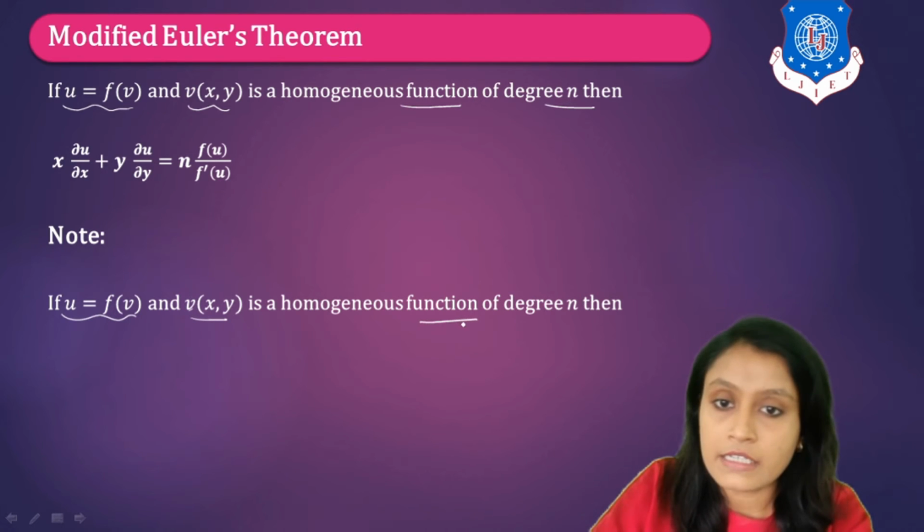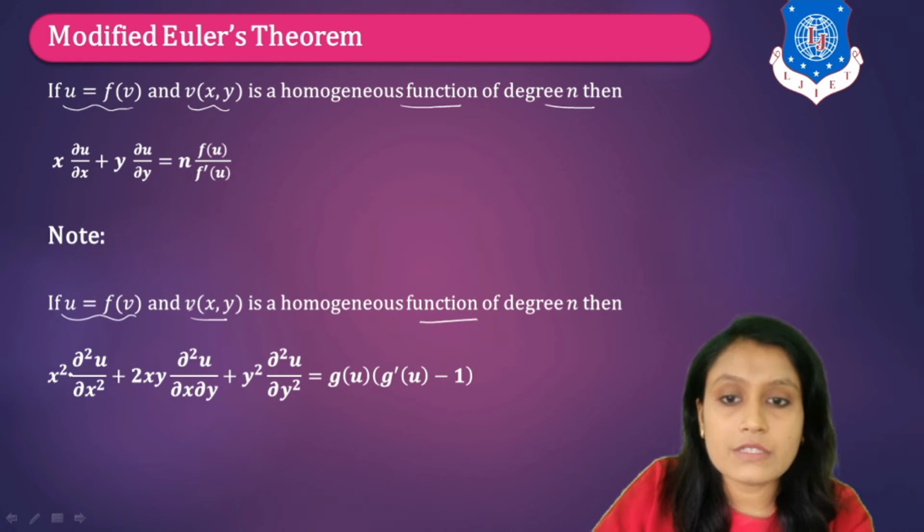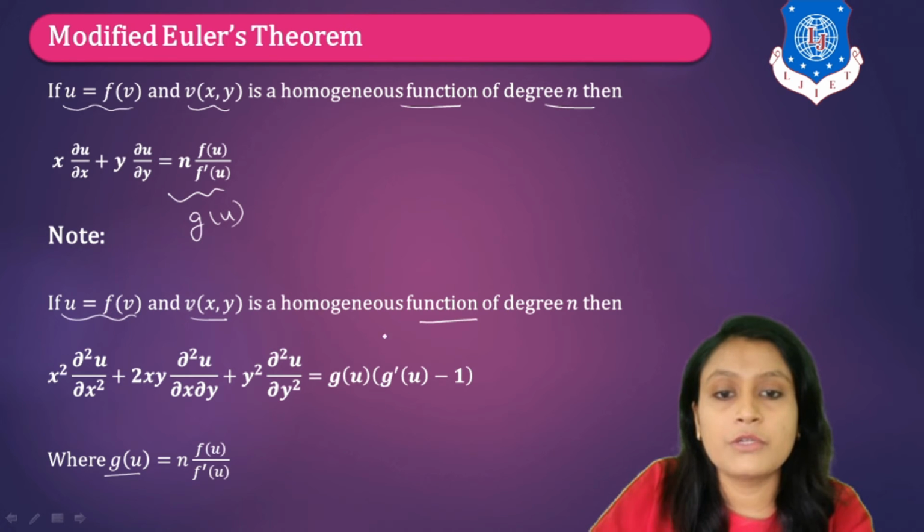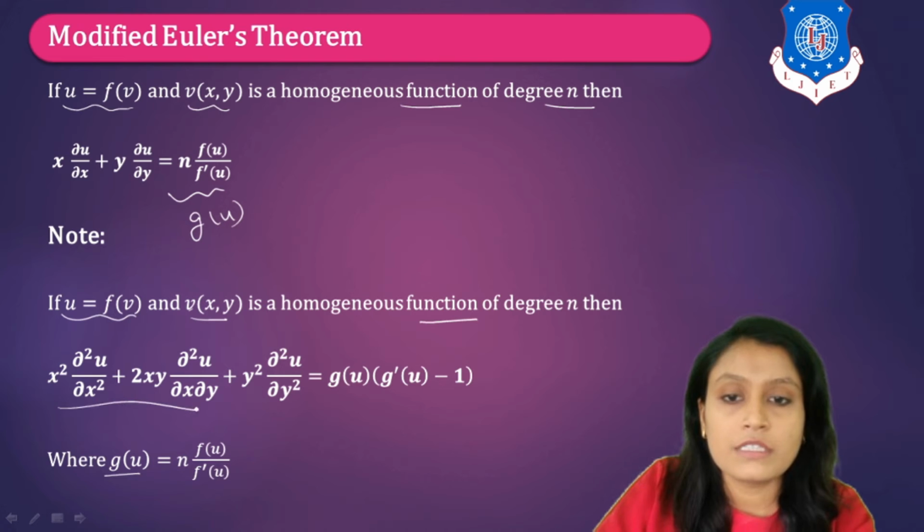Okay, and again, if u is a function of v and v is a homogeneous function of degree n, then x square del square u by del x square plus 2xy del square u by del x del y plus y square del square u by del y square is equal to g of u into g dash u minus 1, where this g of u is what? n f u upon f dash u. Okay, so this answer we have to consider as g of u and we have to substitute over here and simplify, so you will get the answer of this term.